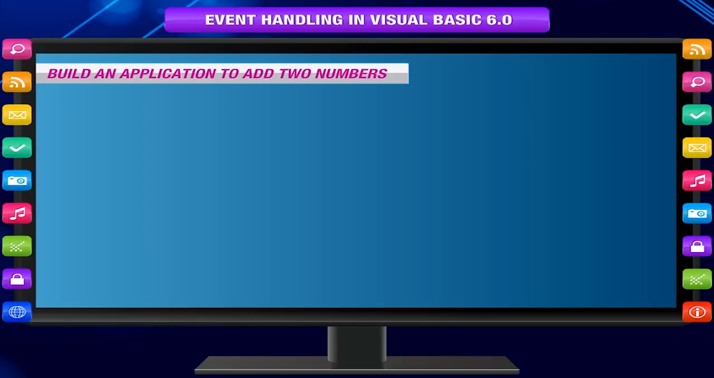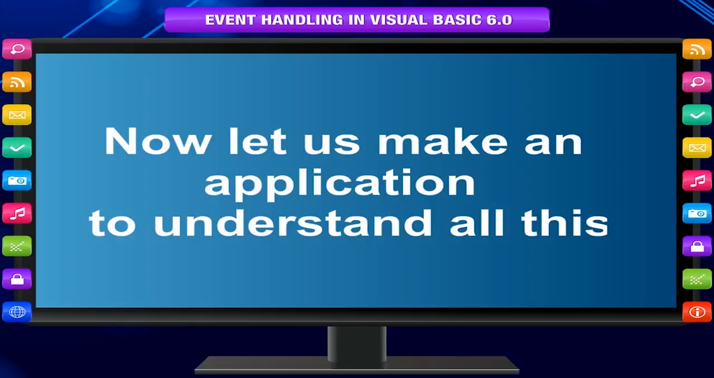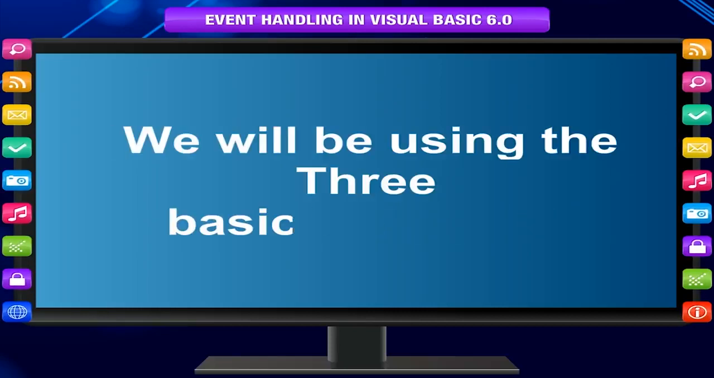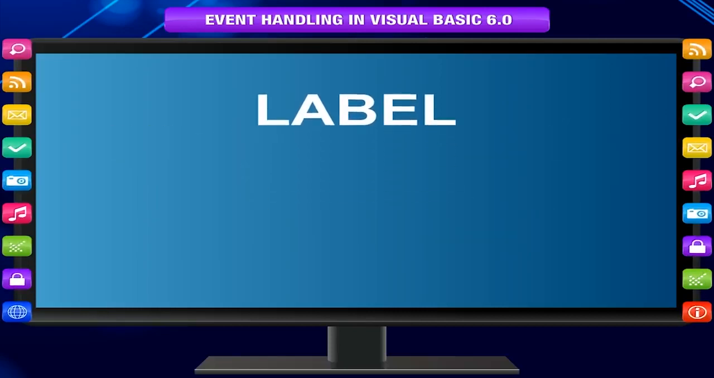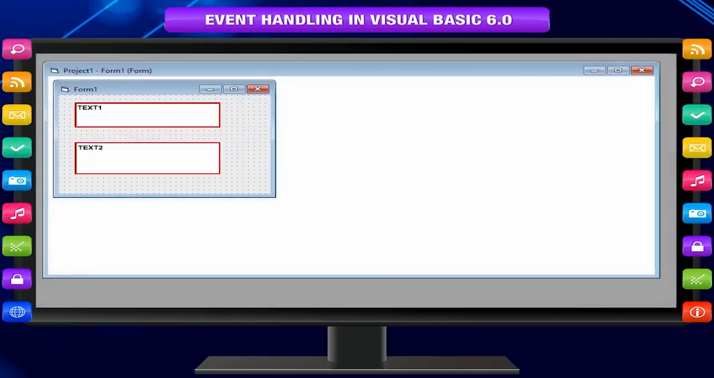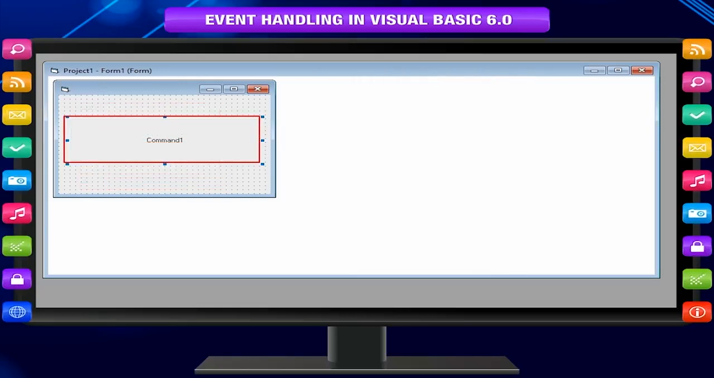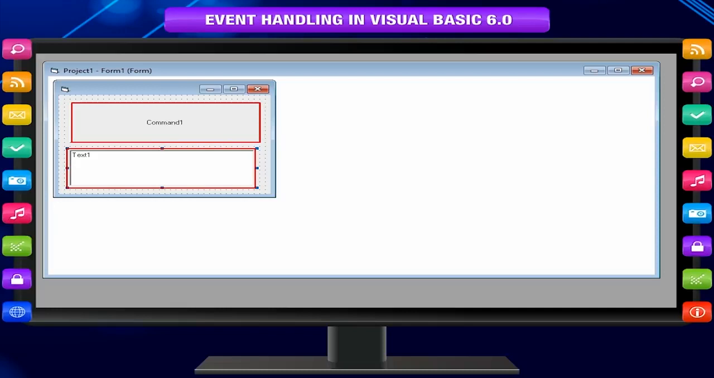Build an application to add two numbers. Now let us make an application to understand all this. We will be using the three main VB controls: label, text box, and button to make this program. We will draw two text boxes to accept two numbers from the user and label them by drawing labels and setting their Text property. A command button to calculate the sum and another text box to display the answer, and of course the command buttons to trigger the event will also have to be drawn. Follow the steps given below.